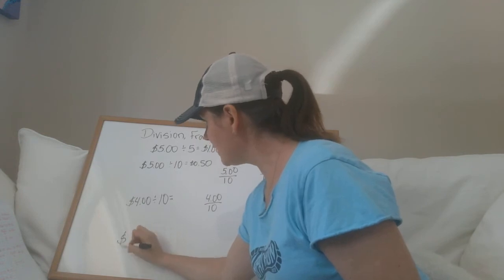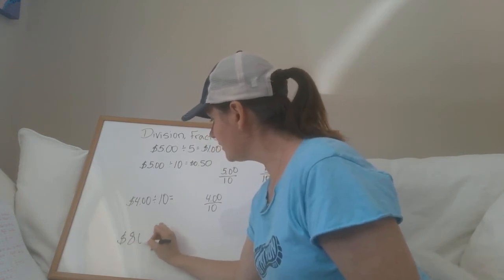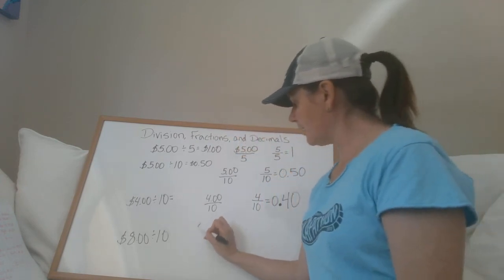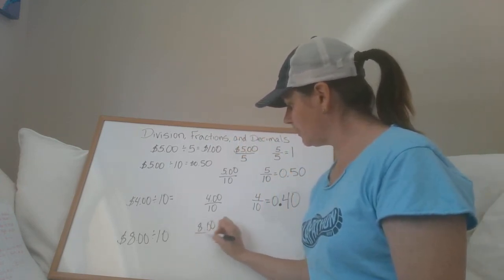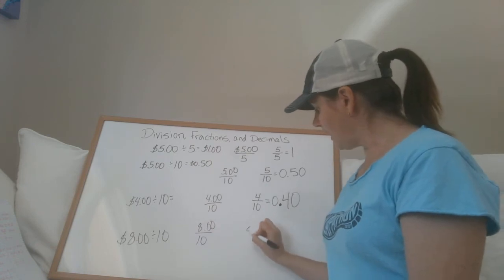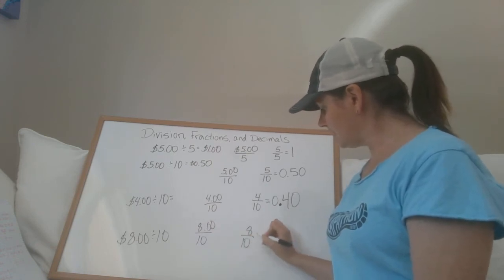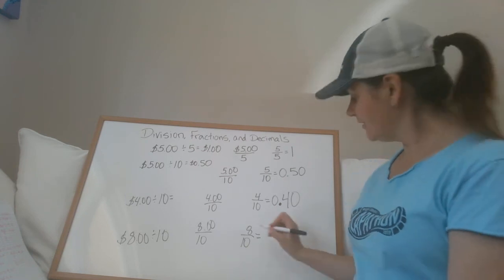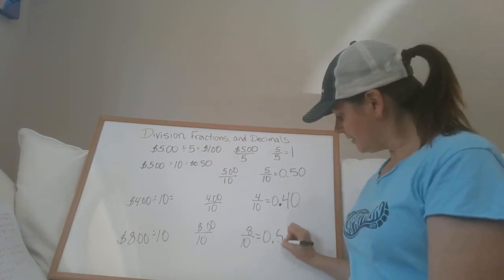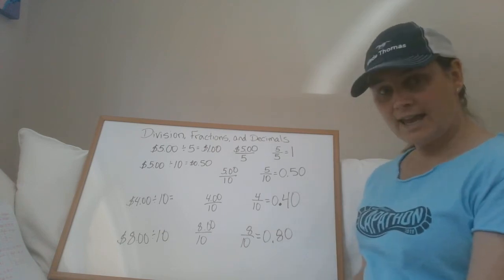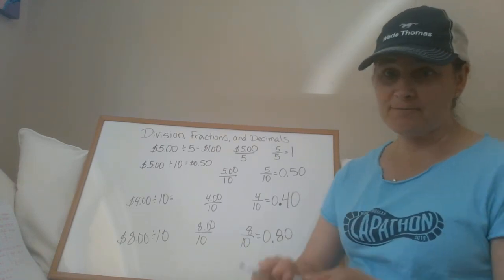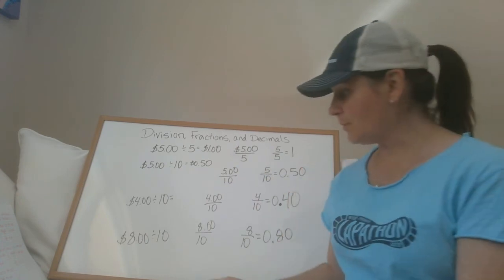Okay, one more, and then we're going to move on to our student book. This time our dividend is $8, keeping our divisor 10, keeping this pattern, 8/10. Ding, ding, ding, I hope you've got it. 8/10 or $0.80.